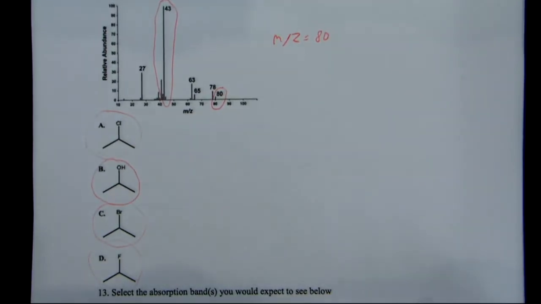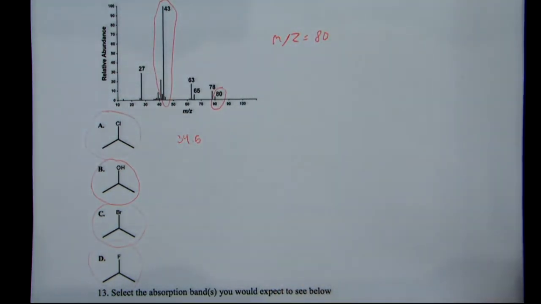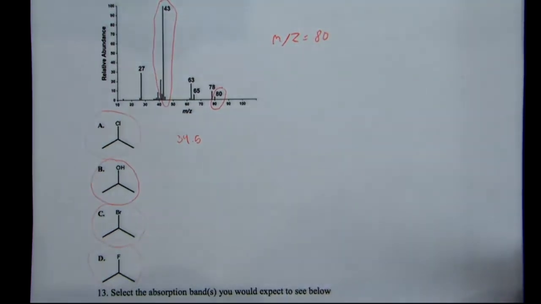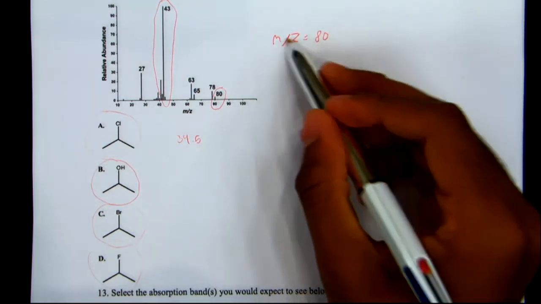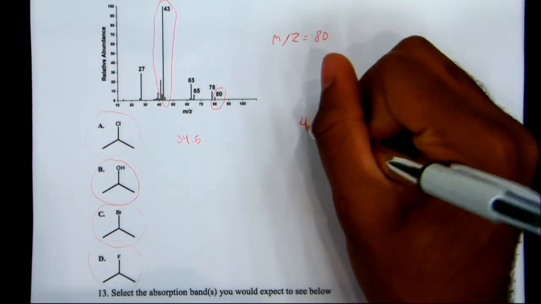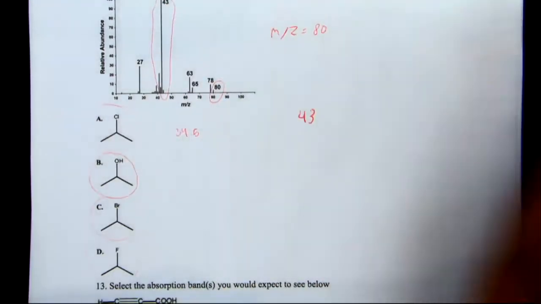I already checked the weight of all three, or all four of these, and I know that chlorine is around 35. It's like 34.5, I think. 35.5? It's just 35. Yeah. So if you have that and you subtract it from 80, you're left with 43 as the fragment, which is what the base peak was.